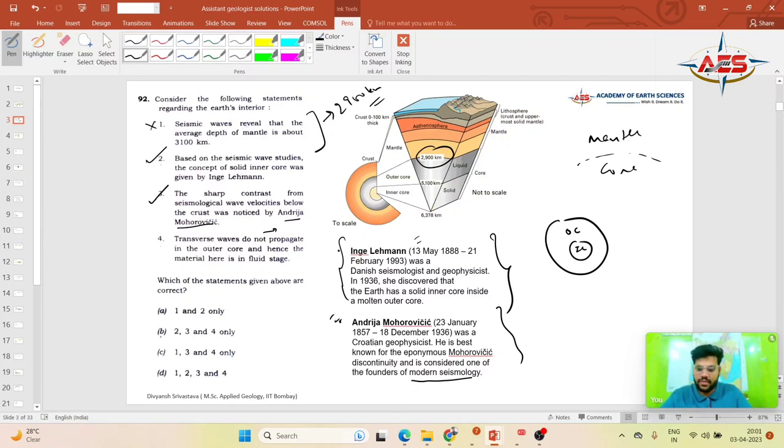Apart from this, you can also see the fourth statement: transverse waves do not propagate in the outer core and hence the material here is in a fluid state. We know that S waves, which we call transverse waves, do not travel in a fluid phase. So this statement is also correct. According to these statements, option B is correct. Only the first statement is incorrect.